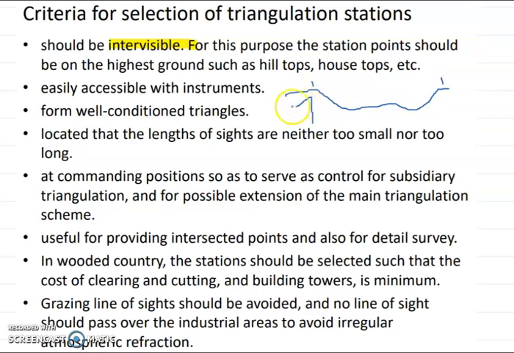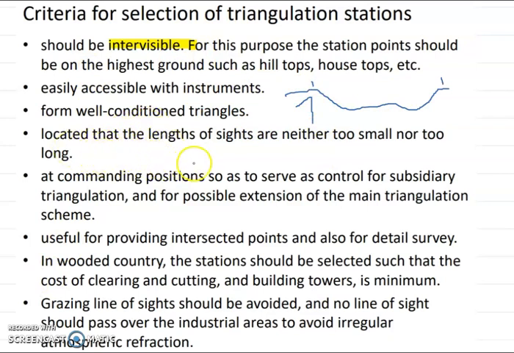Understandable. It should not be hazardous. There should not be too much vegetal cover, or any chances of insects or any such things. Also, your station should be safe. It should not be moving. It should be a stable position, and the instrument should be placed on a well-conditioned triangle. It should be well connected with your remaining network.